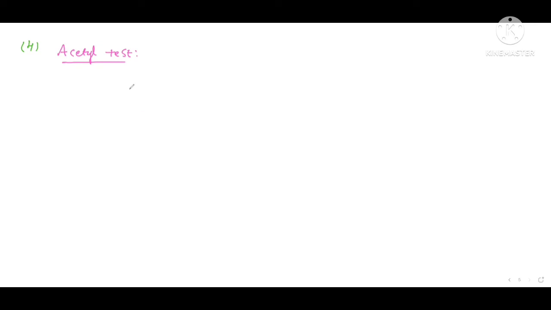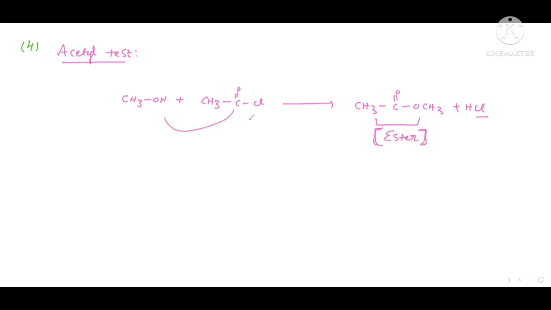Now let us discuss the fourth one, that is the acetyl chloride test. In this test, when alcohol reacts with acetyl chloride, an ester is formed and HCl gas is produced. Now let us see its reaction. When alcohol, that means methanol, reacts with acetyl chloride, its formula is CH3-C double bond O-Cl, to form CH3-C double bond O-O-CH3 plus HCl gas is released. This is called an ester. By the production of esters, we can conclude that the given compound contains the alcohol functional group.